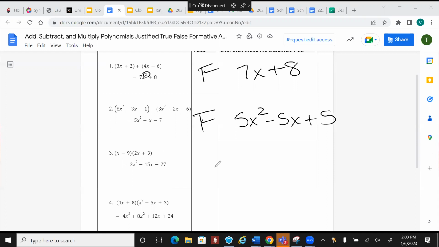On the next one, number 3, did you get true or false? True. Okay. On number 4, did you get true or false? False. Okay. When you distribute all that out, it does not work out.